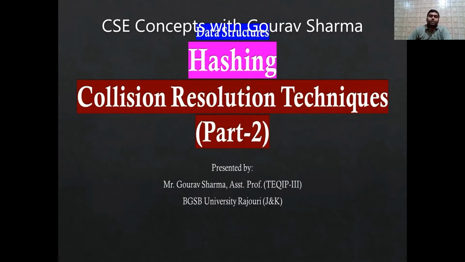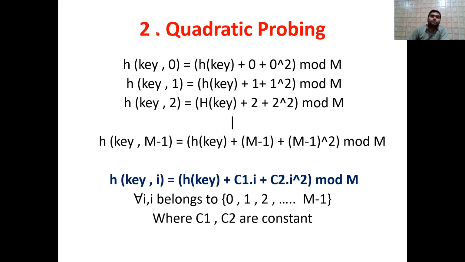That is quadratic probing, or another way of saying it, quadratic hashing, and double hashing and perfect hashing. So stay tuned, observe very carefully. Let's start. The second is quadratic probing. The linear probing we already saw, that is an open addressing type.